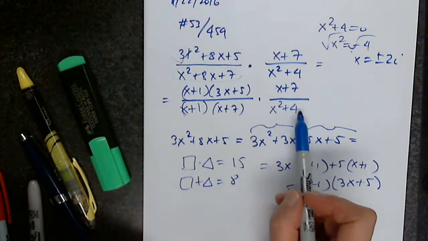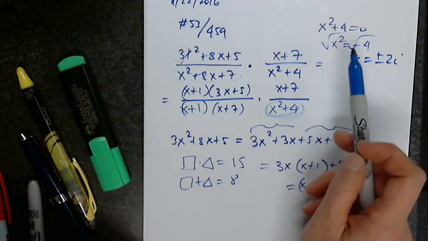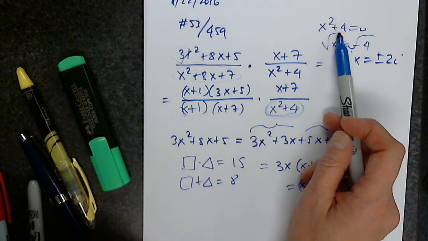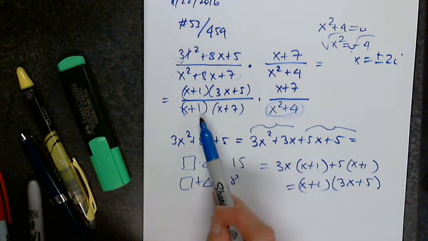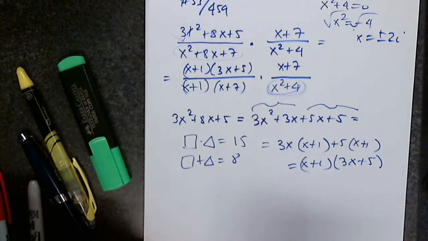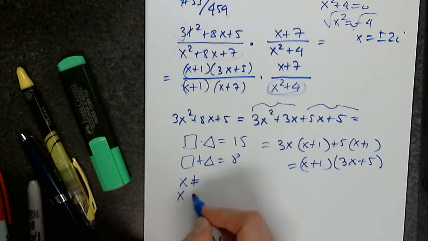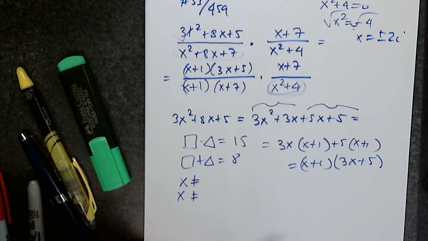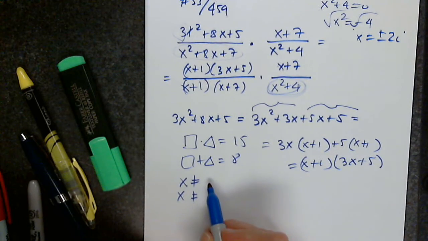Good. So since this is never 0, look, a positive plus a positive cannot be 0. And you want to only give me how many restrictions? Because I have to write restrictions before I simplify. So you will say x not equal and x not equal. What the restrictions are? Yes. -1 and -7. Excellent.